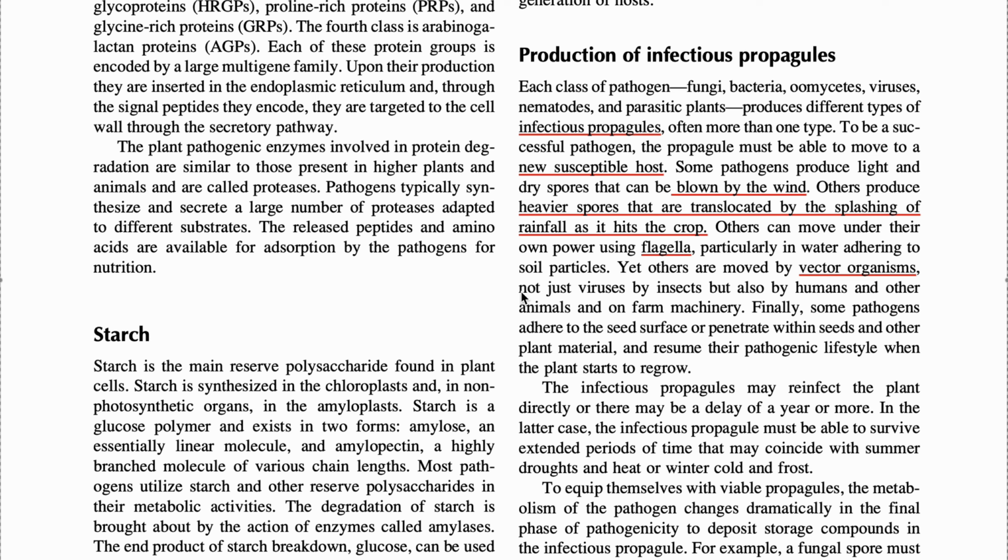Now, not just viruses by insect, but also by humans and other animals and on farm machinery. So this vector means not only insect vectors. When we call vector, that means it includes any vector. One can be insect vectors, like yes, majority of the vectors are insect, but there are also humans or animals or any farm machineries, right? Finally, some pathogens adhere to the seed surface to penetrate within seeds and other plant materials and resume their pathogenic lifestyle when the plant starts to regrow. Okay.